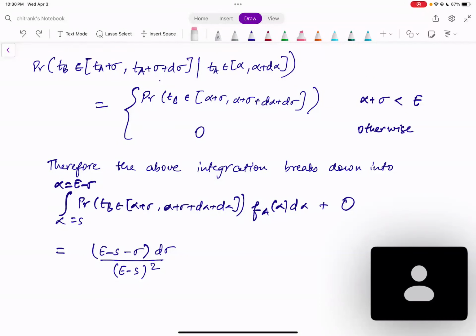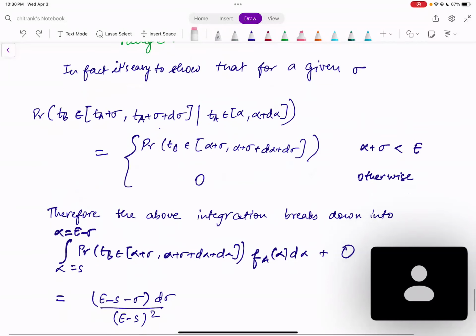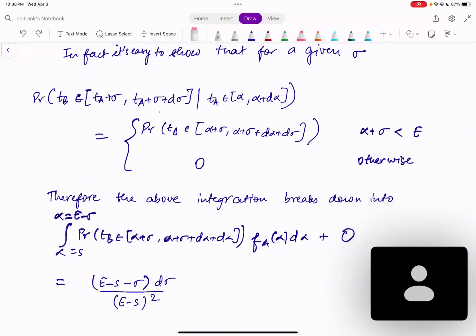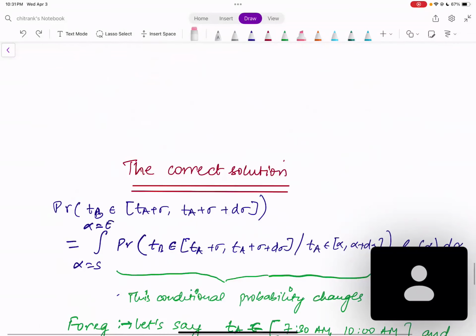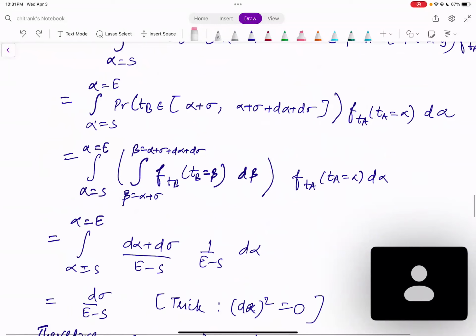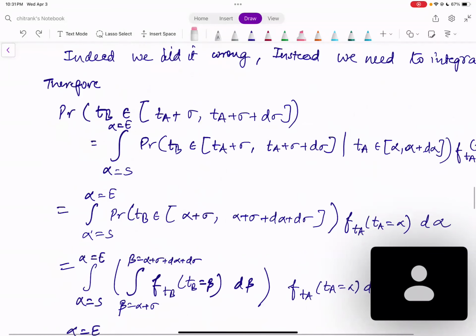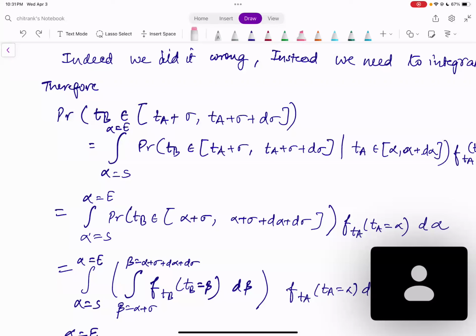So let's substitute these values in the integration that we are looking for, right? Again, here I've not written all the steps, but what I've done over here is that I've broken down the probability, so remember the earlier probability that we were looking for, this one right over here, I've broken it down into two integrations, right? So an integration going from S to E minus sigma, and the other integration going from E minus sigma to E.